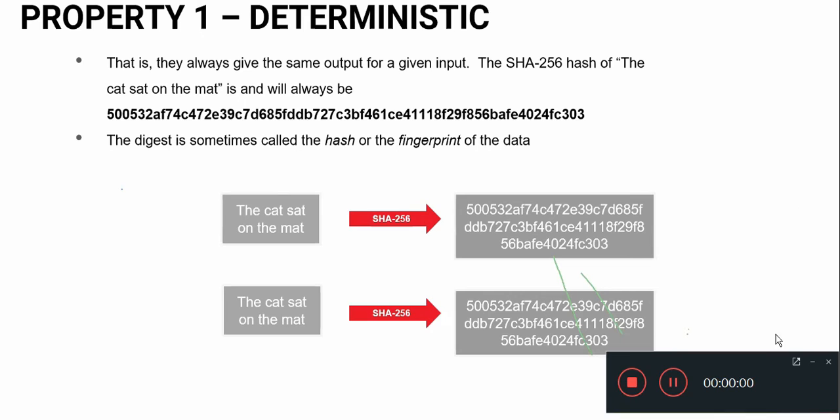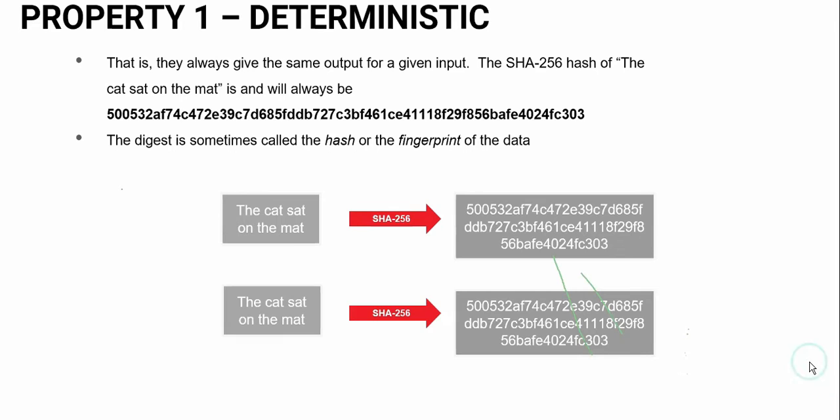A hash function, and the output is usually called the hash of the input, or some people call it the fingerprint of the input data. This is one property.